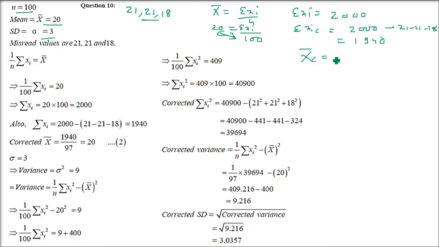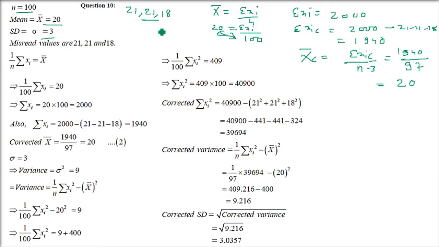So you will get 1940. So corrected x bar will be what? 1940 divided by the n value. But you have removed 3 values, so it has to be n minus 3. So 1940 divided by n minus 3, that is 97, 100 minus 3. So this will come as 20. This is corrected x bar.